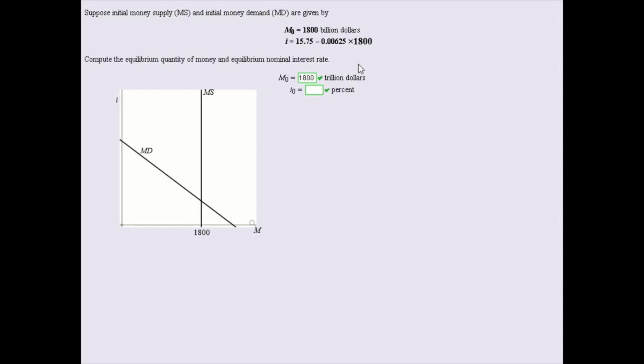And then to find the equilibrium interest rate, our equilibrium quantity is the 1,800 because it's just the vertical line, independent of interest rates. To find our equilibrium interest rate, we've got to plug the 1,800 into the demand curve. We do that right here, 1,800 times 0.00625, subtract that product from 15.75, gives 4.5. So this quantity here is the equilibrium quantity, and you plug that 1800 into the demand curve, and you get 4.5. So that's our initial equilibrium.